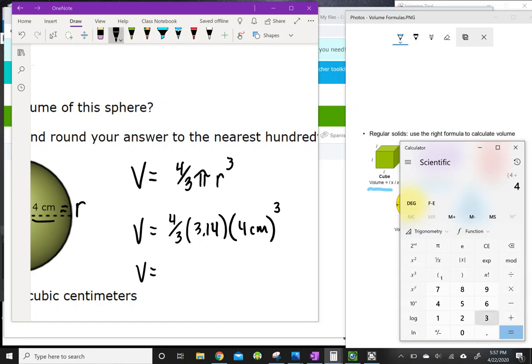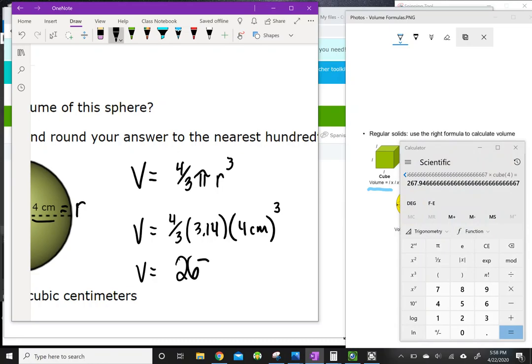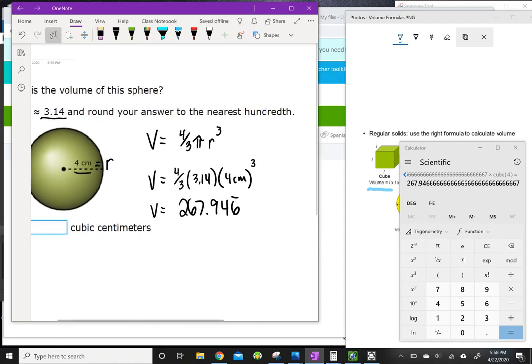4 divided by 3 times 3.14 times 4 to the third power equals 267.946, repeating, and it tells me to round my answer to the nearest hundredth, so I'm going to look at that right there, and I'm going to go 267.9, and that 6 tells me to round up to a 5, and it is centimeters cubed, or cubic centimeters.